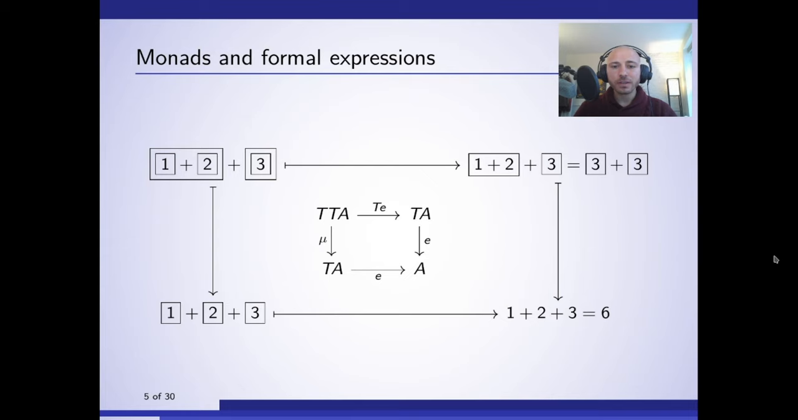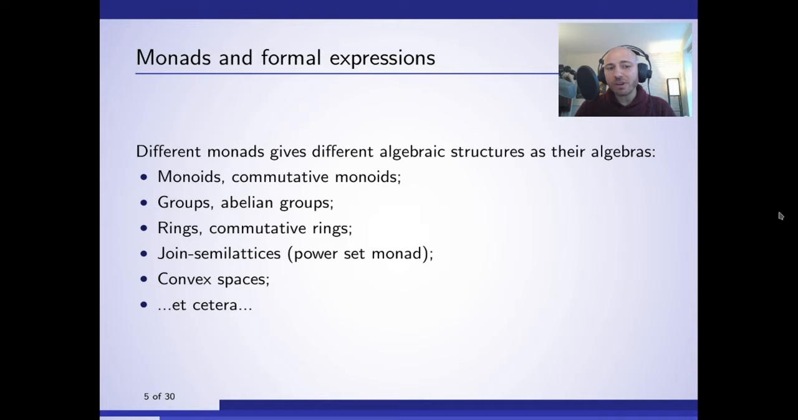All right, so different monads give different algebraic structures. Some examples are monoids, commutative monoids, groups, abelian groups, rings, commutative rings, so lots of algebraic structures. Basically all of them except fields. Of course you can consider a field as a particular ring, but you don't have a monad for fields. And joins and lattices too are algebras of the power set monad, so that's an example of an infinitary one. Convex spaces too are algebras of distribution monads, and so on. It's really hard to come up with things which are not encoded by a monad, especially if you allow more general categories than sets. All right?